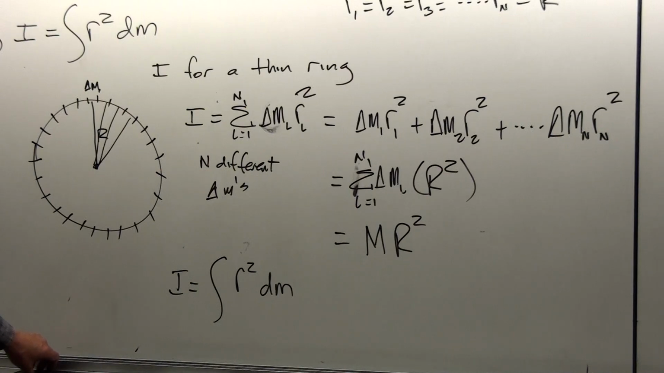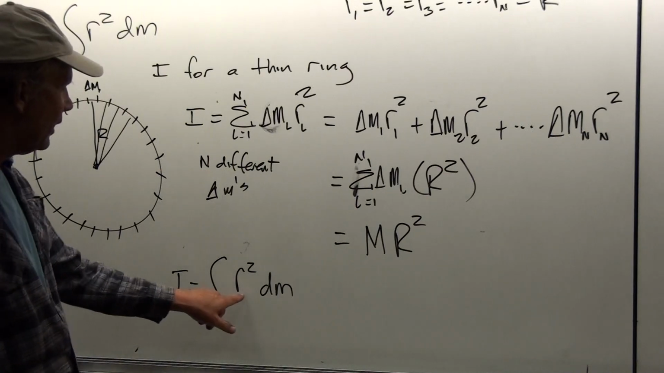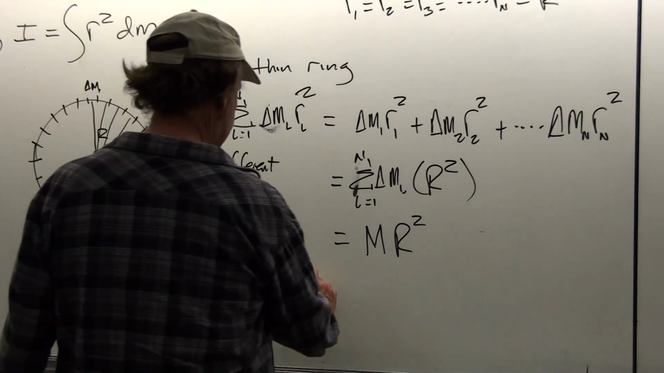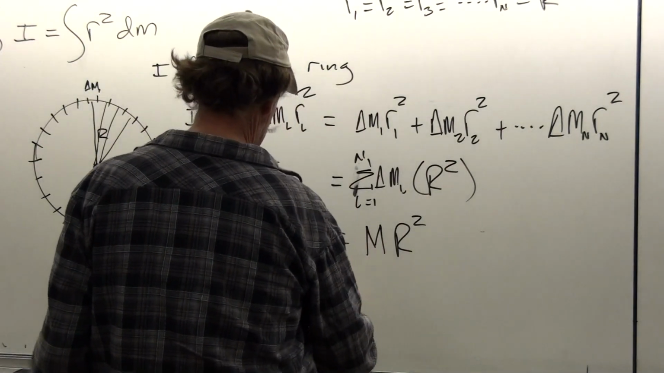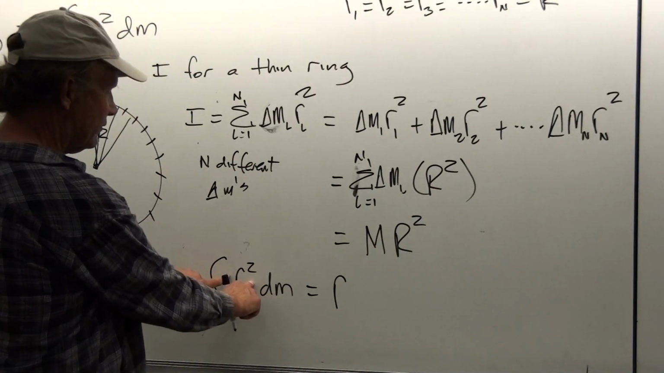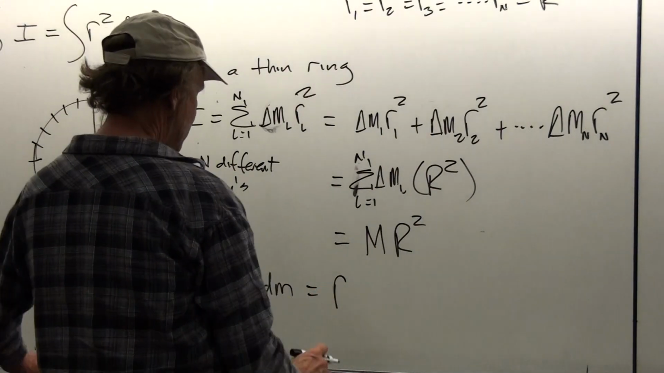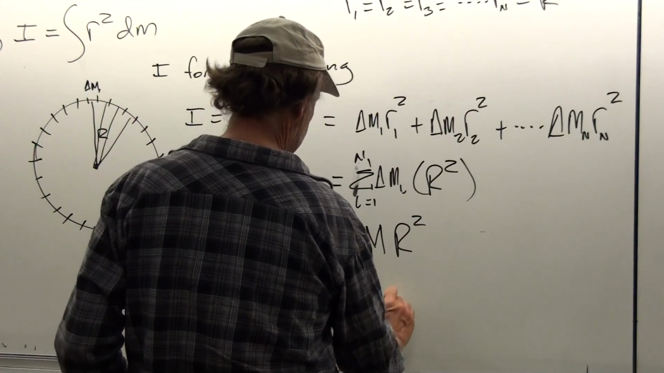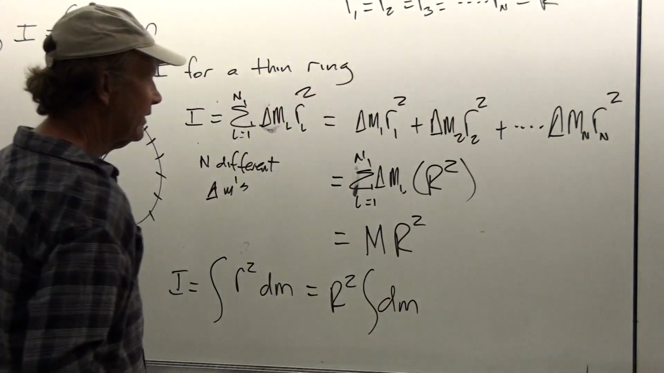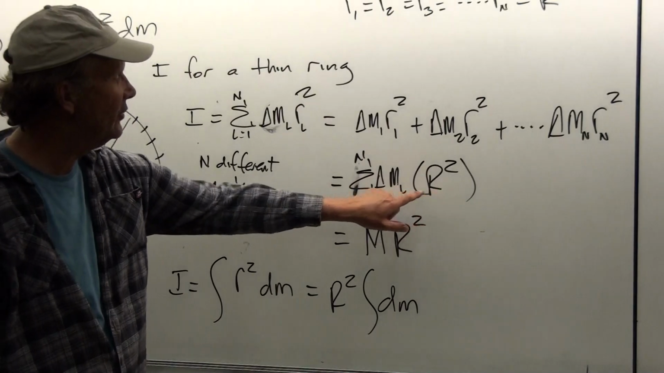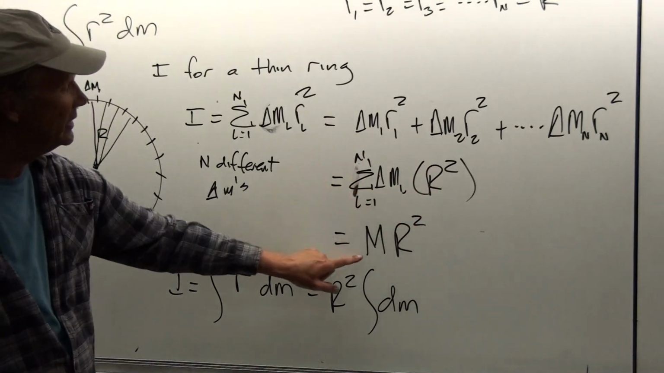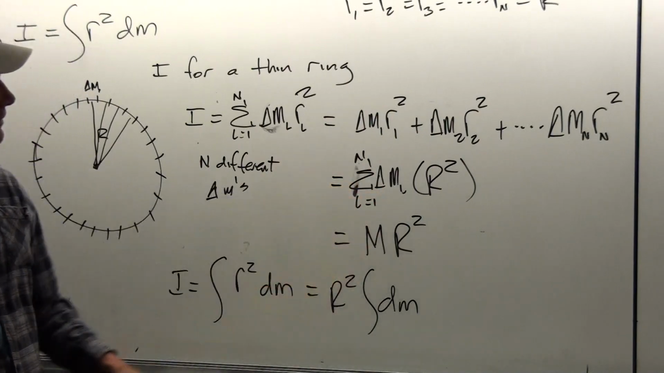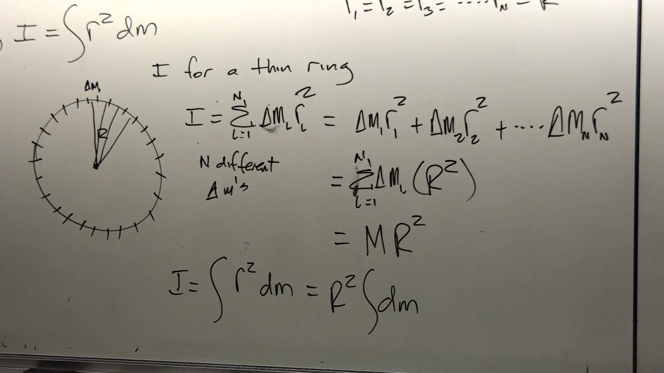Because the r's are all a common factor that are all the same, we can make this really easy by writing this. I'm sorry, they don't cancel, but they're all the same. This is going to be r squared times the integral of dm. Does that look similar to what we have here? R squared times the sum. Isn't that what an integral is? It's just a sum of an infinite number of different little tiny dm's.